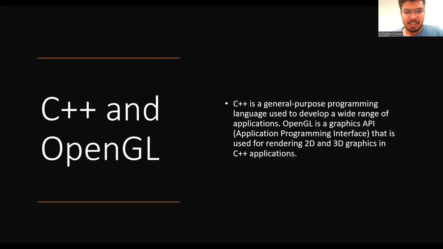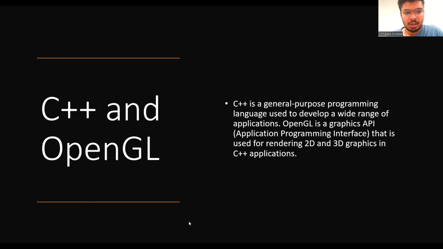C++ and OpenGL. C++ is a versatile programming language that can be used for developing a wide variety of applications. One popular use case is for creating computer graphics, which is where OpenGL comes in. OpenGL is a graphics API, an application programming interface, that is used in conjunction with C++ to render 2D and 3D graphics in applications. Together, C++ and OpenGL provide developers with a powerful toolset for creating visually stunning and interactive software.